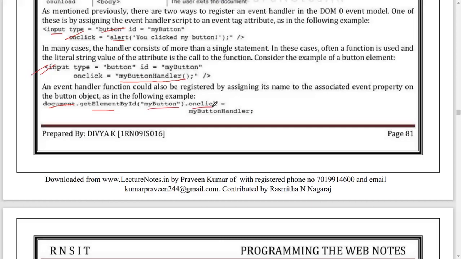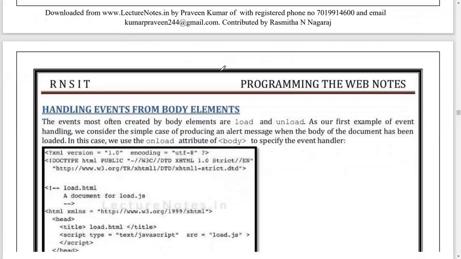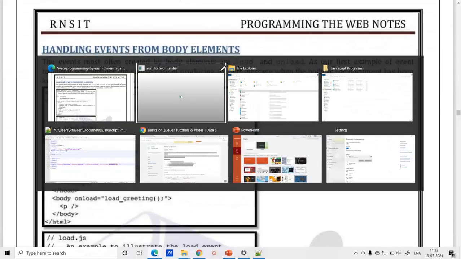So there are three ways of calling. If you want to give just a message, then I can directly write alert. If you want to call a function, then I can call that function by function name. And the same thing can also be done directly with the help of that particular element's property called on click, which is written in JavaScript. So we'll see one example for that.